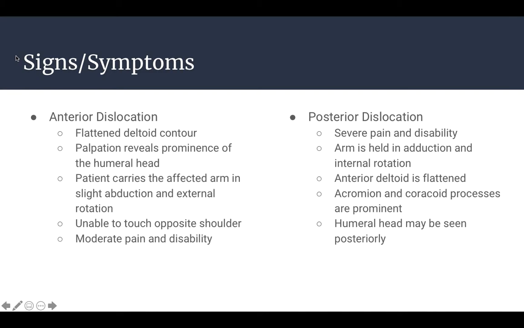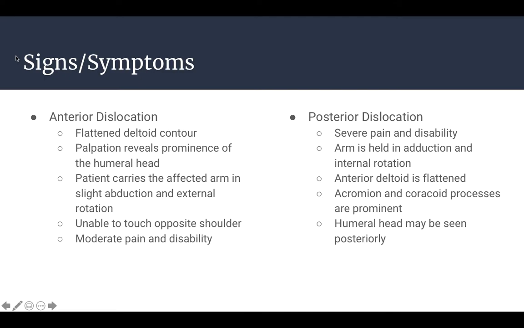The signs and symptoms for an anterior dislocation are a flattened deltoid contour, and palpation reveals prominence of the humeral head. The patient carries the affected arm in slight abduction and external rotation because that's the most comfortable position for the dislocated shoulder to be held in. Patients are unable to touch the opposite shoulder, and they have moderate pain and disability.